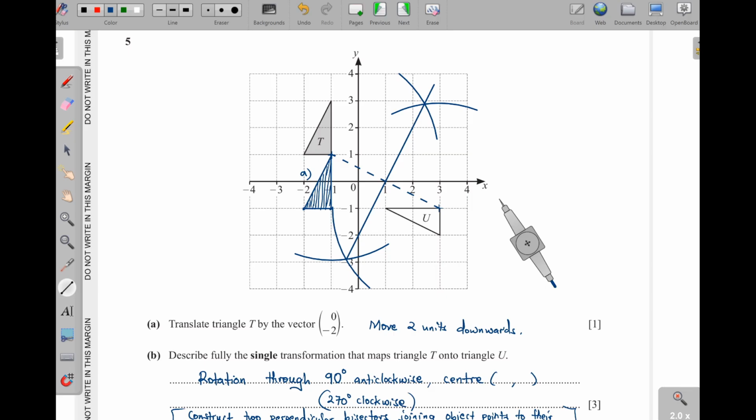Then the next one, I can use this one here and this one here. There's also another. So just get my compass again, then place it here. Oh, it disappeared.